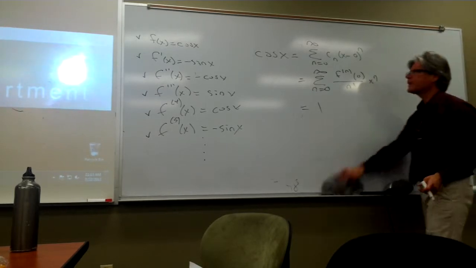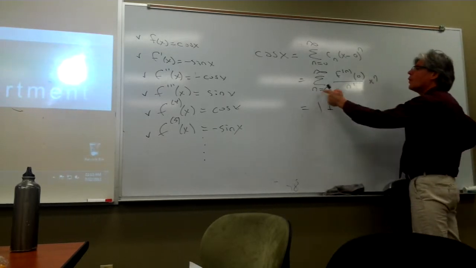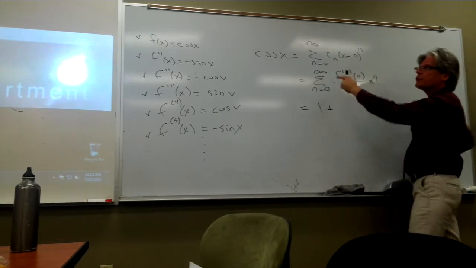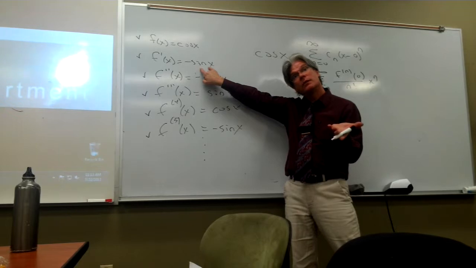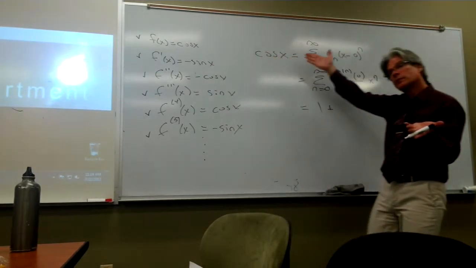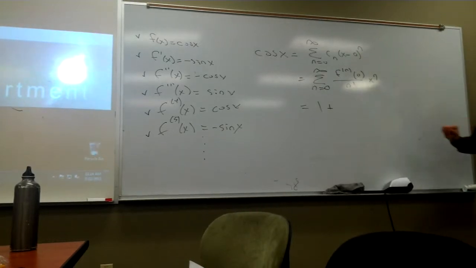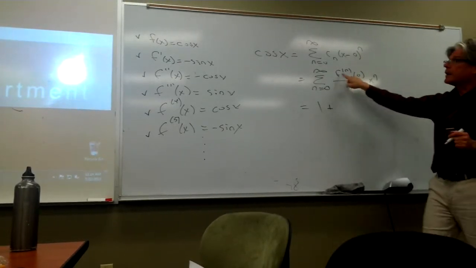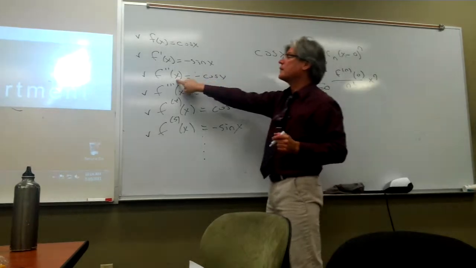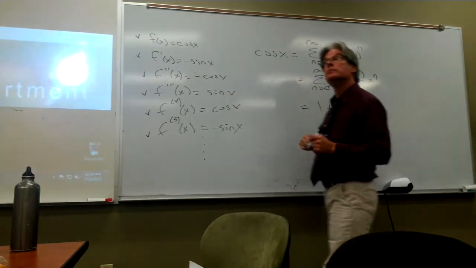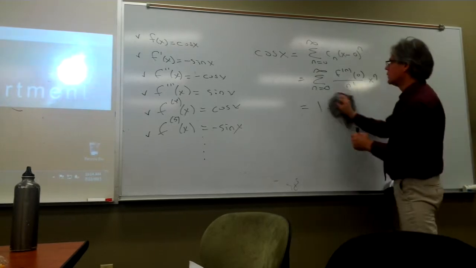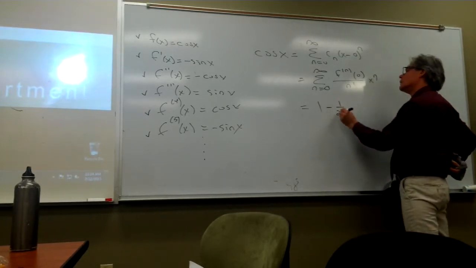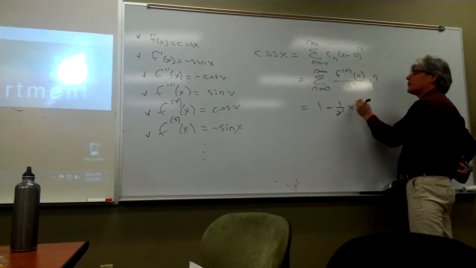Now I'll slow down. If n is equal to 1, I've got the first derivative function evaluated at 0, which is 0. Can I not write the rest? It drops out. When n is equal to 2, I've got the second derivative function evaluated at 0, but that's just negative 1 over 2 factorial times x to the second power.